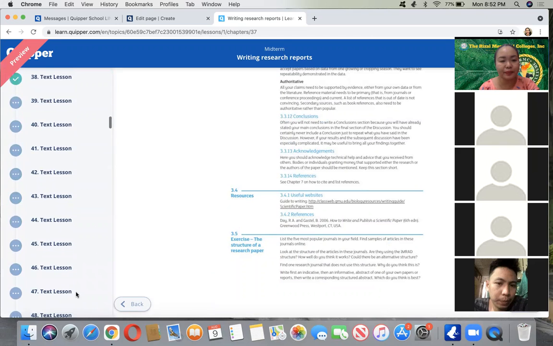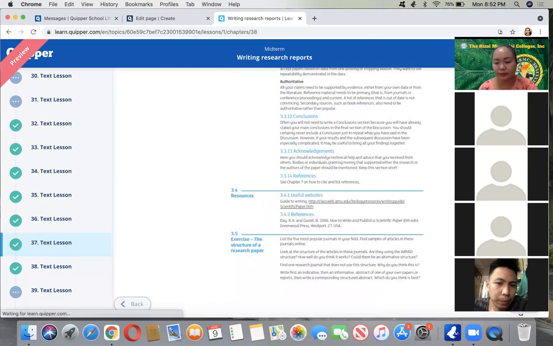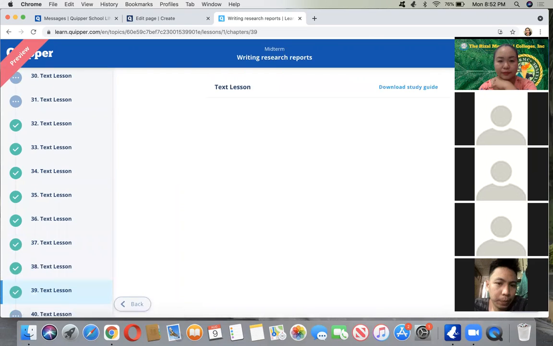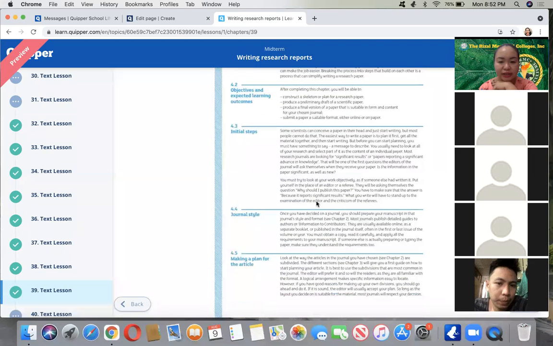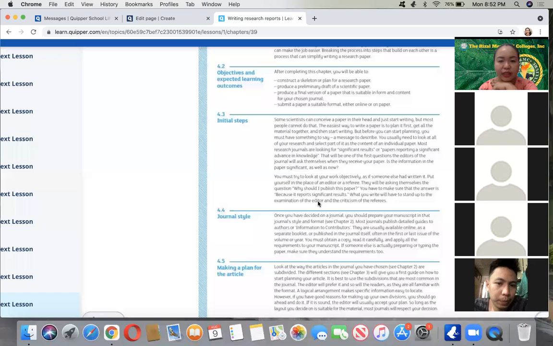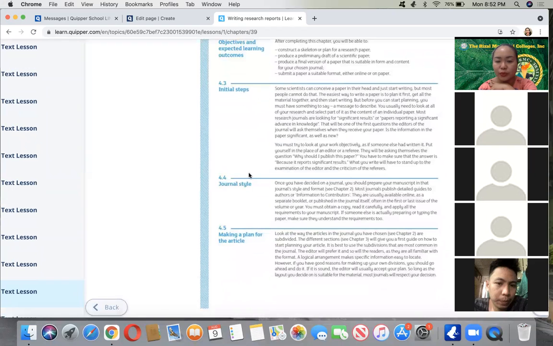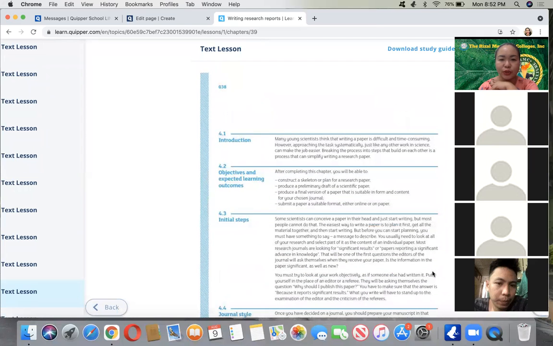So, before we proceed to the next topic, which is writing the research paper, these are just initial steps which have already been mentioned earlier, but it's also good to read some specific points in here. But before we proceed in here, let me just show you.